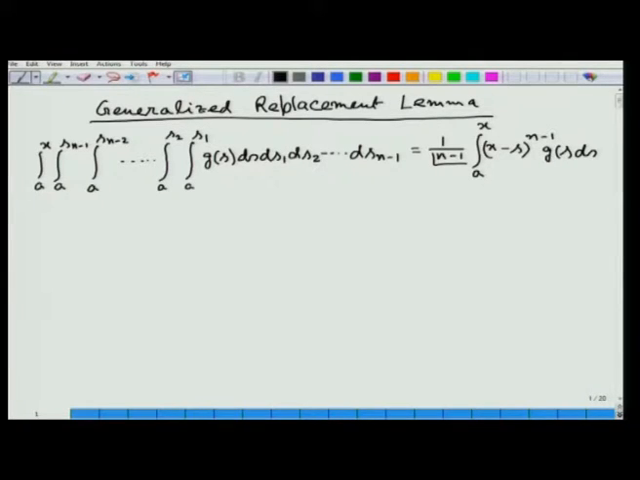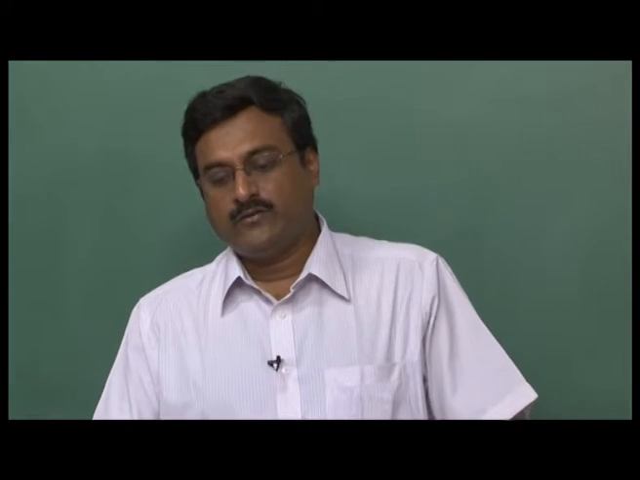Now, we use this generalized replacement lemma in order to convert second and higher order ordinary differential equations into a Volterra integral equation of the second kind. In the first two lectures, we have seen some examples of how second or higher order linear ordinary differential equations can be converted into an integral equation. Now, in this lecture, we start with a general second order linear ordinary differential equation, which is an initial value problem.